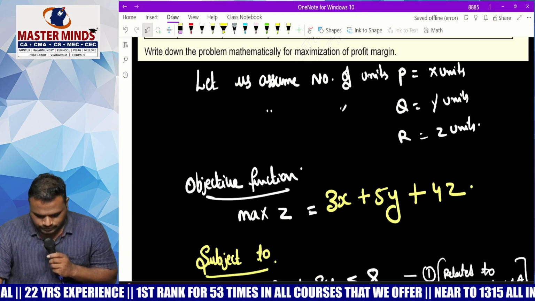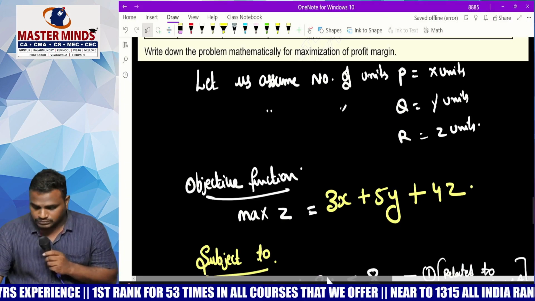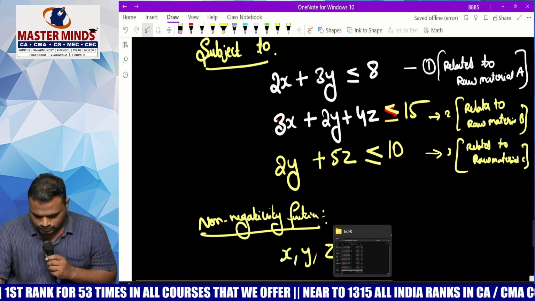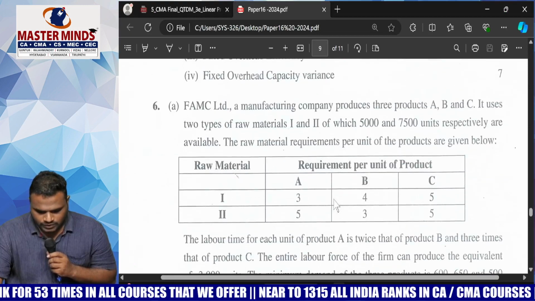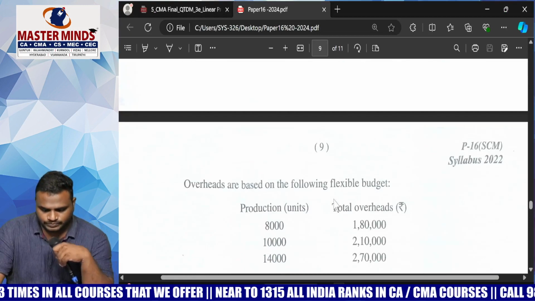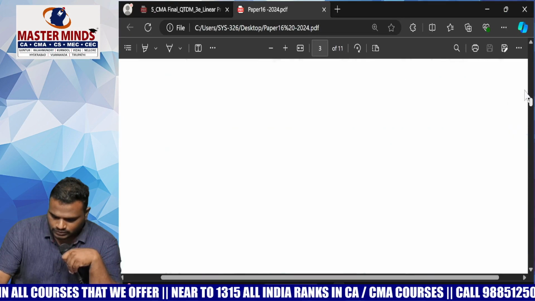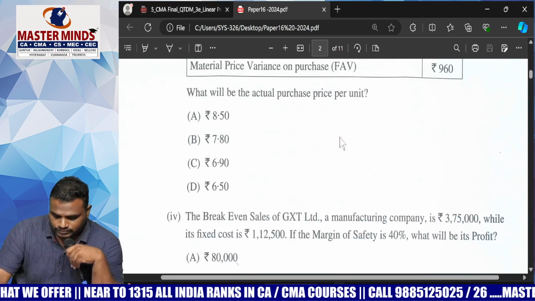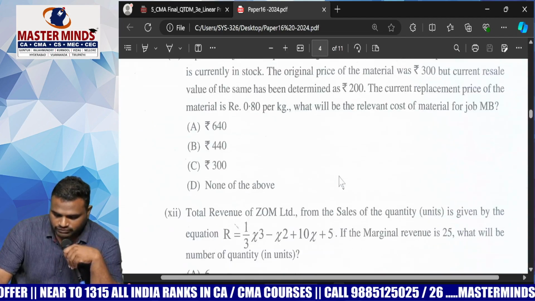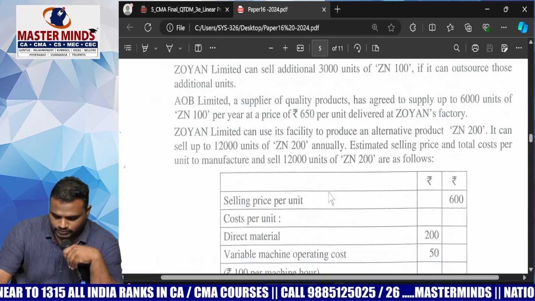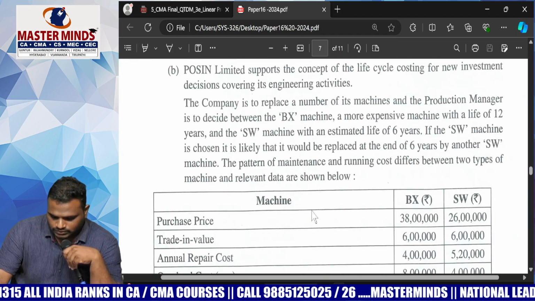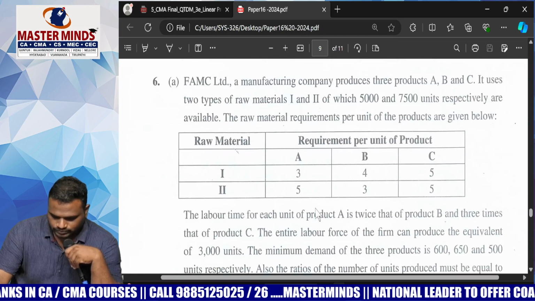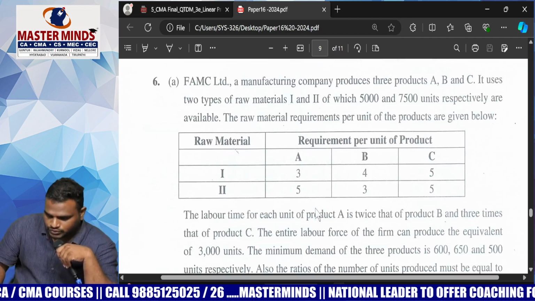Next. Please try to solve this examination problem. June 2024. There is a 7 marks question from linear programming. Vagdev, please read the question.